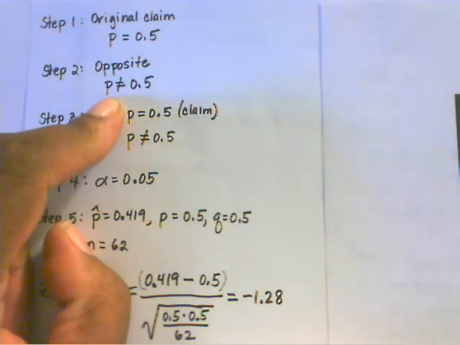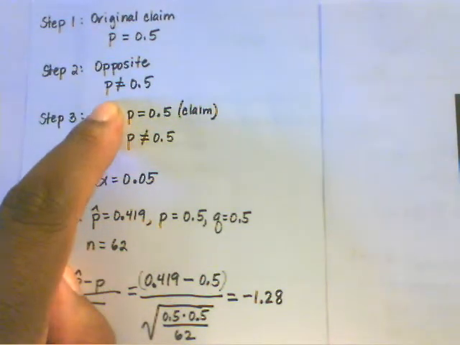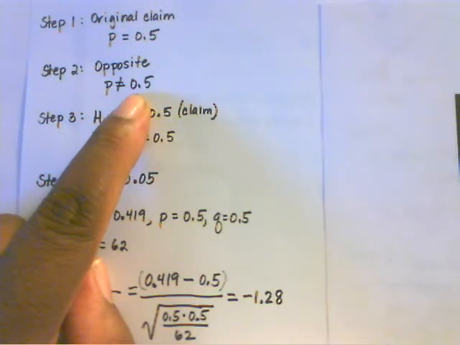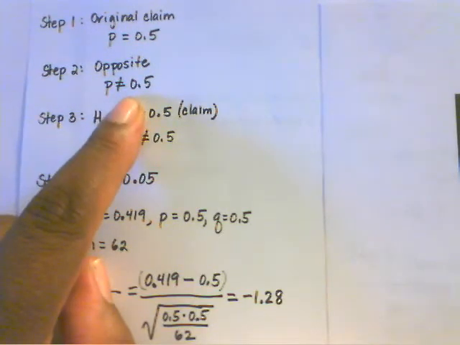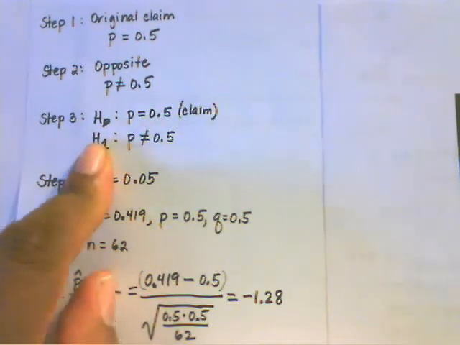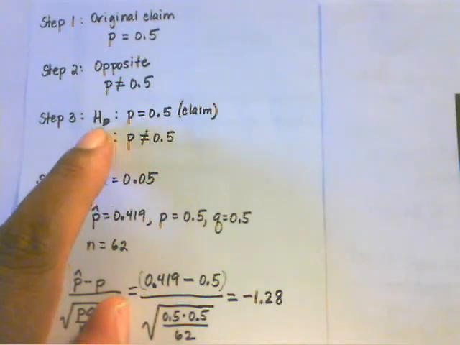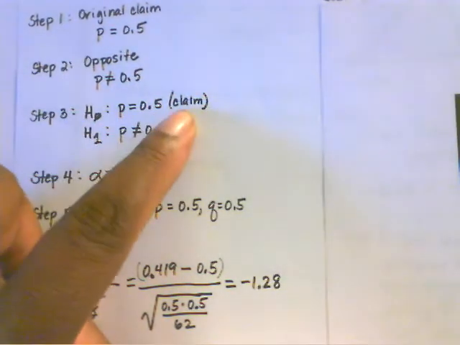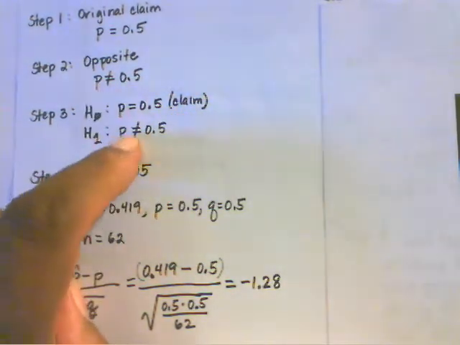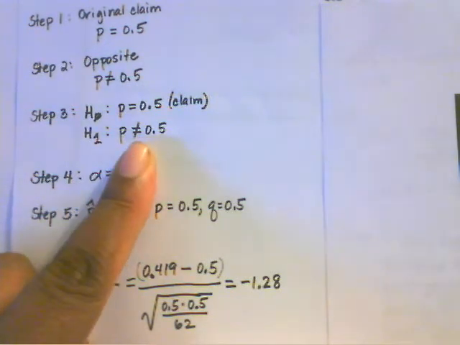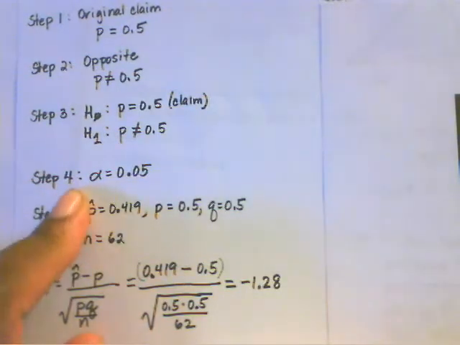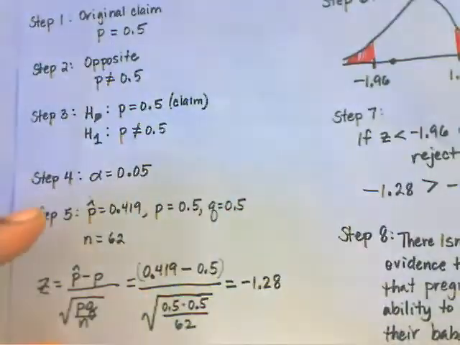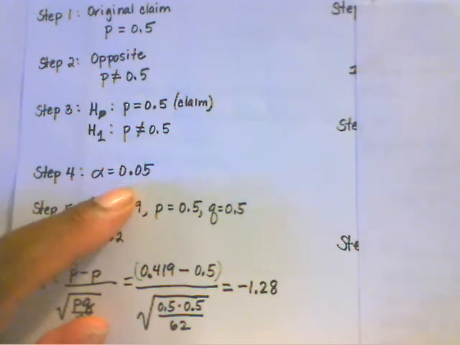Step number 2 is the opposite of the claim. The opposite of equal to will be not equal to. So the probability is not going to be equal to 0.5, or the proportion that can predict the sex of their baby will not be 0.5. And from that, we can write our null and our alternative hypothesis, which is step number 3. In the null, it has the equal sign, so we use P is equal to 0.5, and that null hypothesis is your claim. Your alternative is going to be P is not equal to 0.5. Now, step number 4 is the level of significance. In that problem, we're using a 0.05 significance level. So that's your alpha level. Alpha is equal to 0.05.